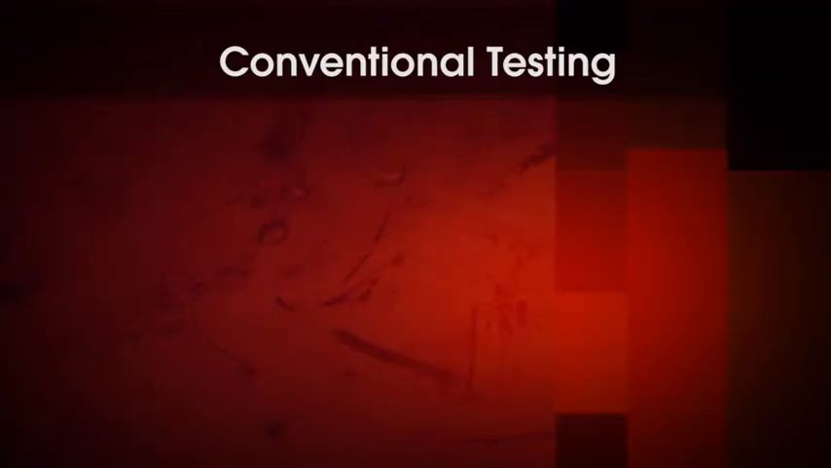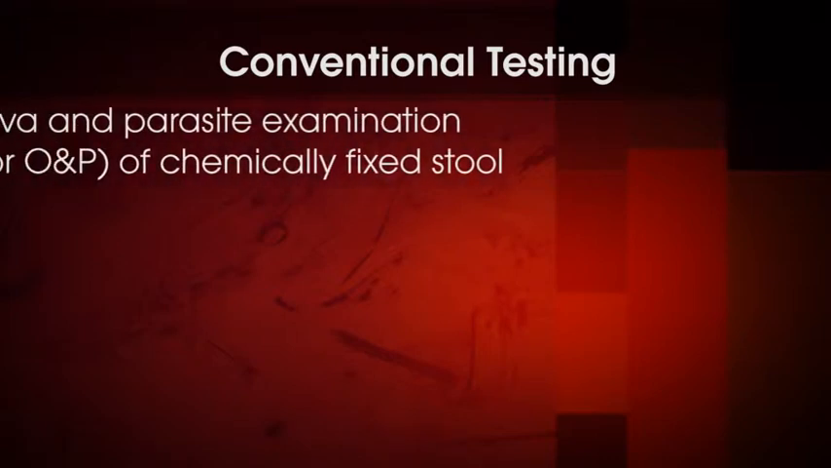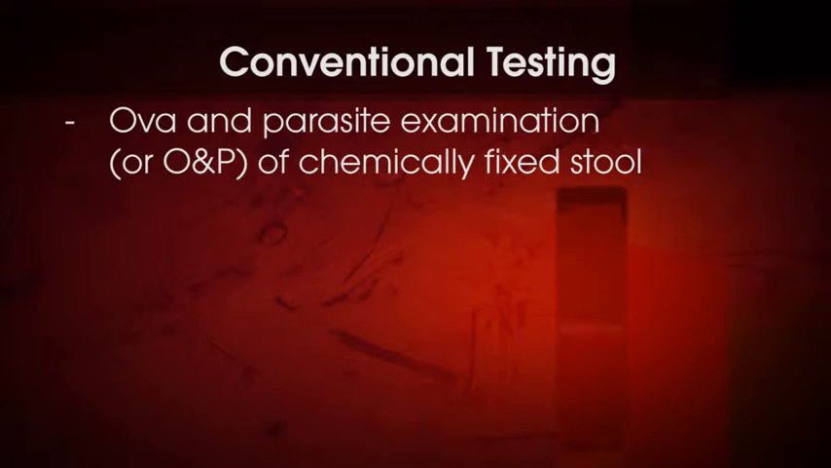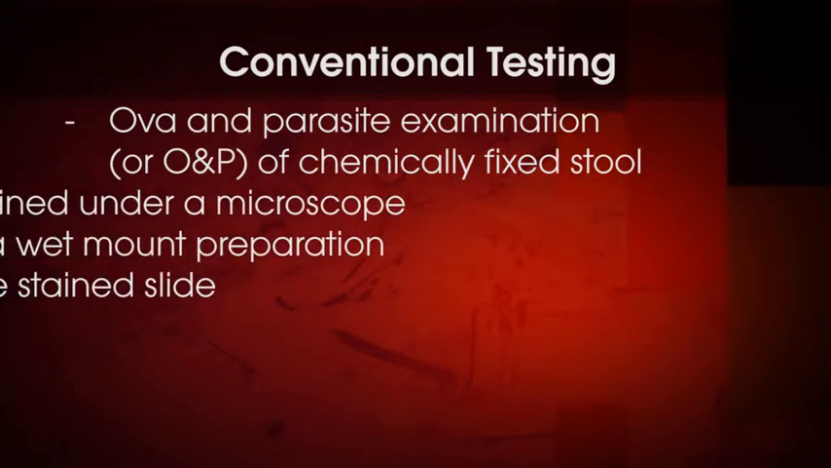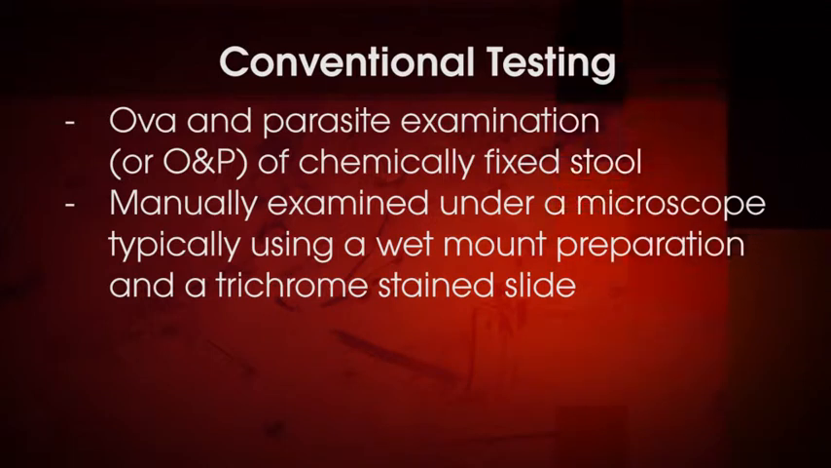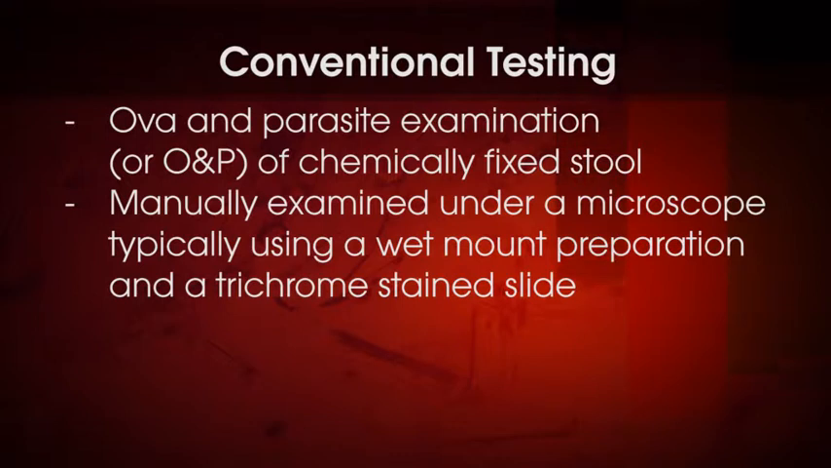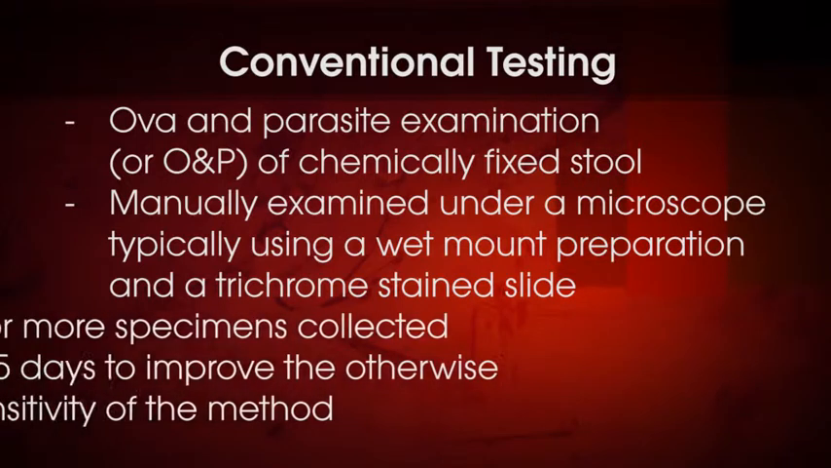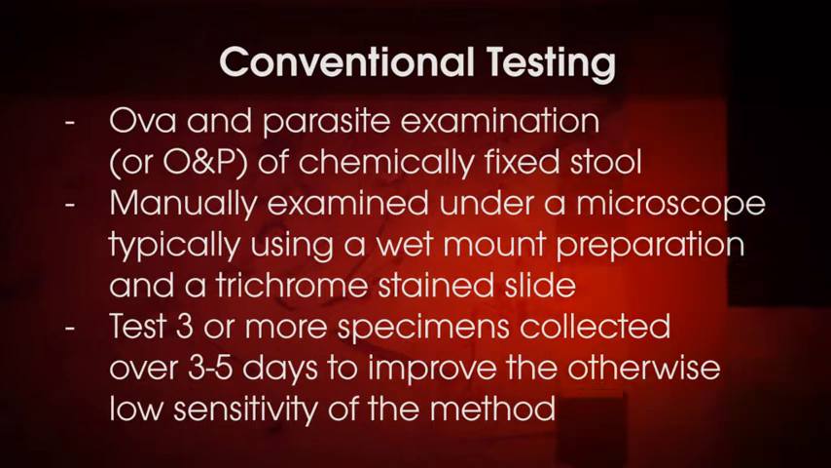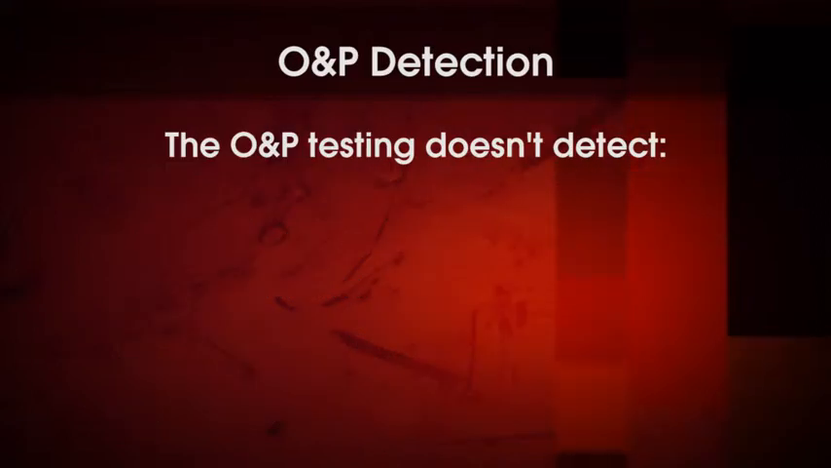The conventional testing mechanisms for GI protozoal pathogens includes an ova and parasite examination, or an O&P, of chemically fixed stool. The specimen is manually examined under the microscope after being concentrated, and this is typically done using a wet mount preparation as well as a trichrome stain slide. Conventional medical teaching suggests that at least 3 specimens collected over a period of 3 to 5 days should be used in order to improve the otherwise low sensitivity of the method.